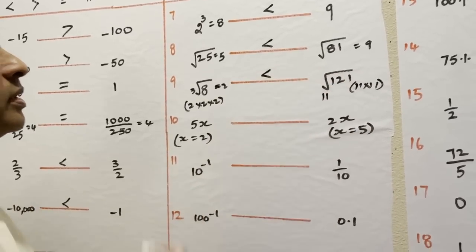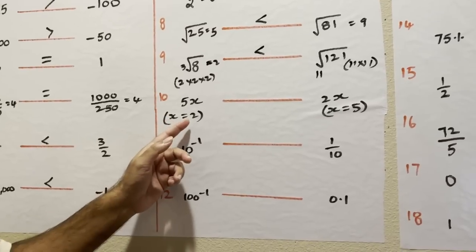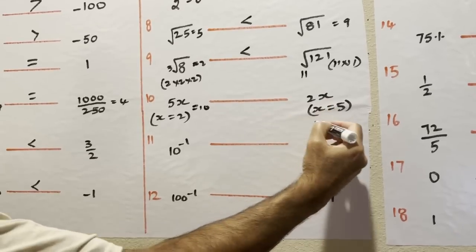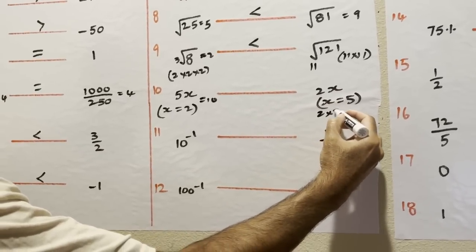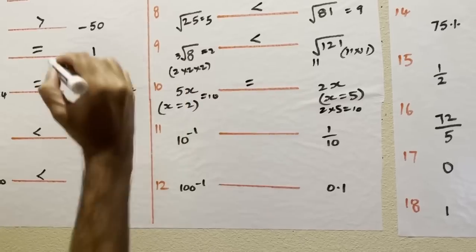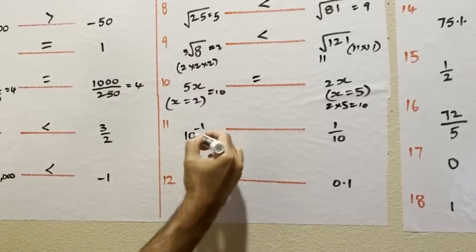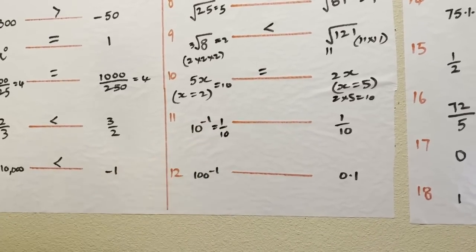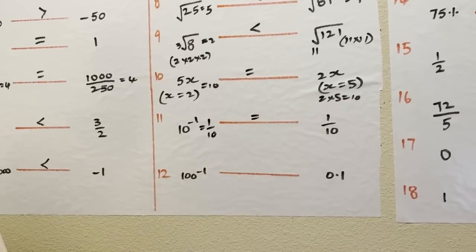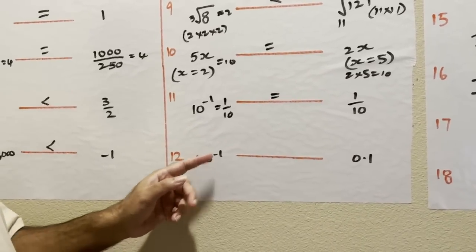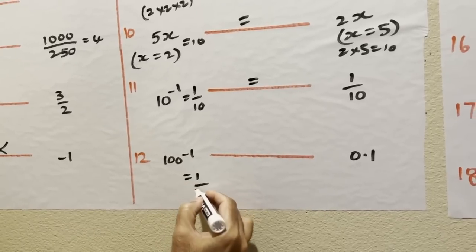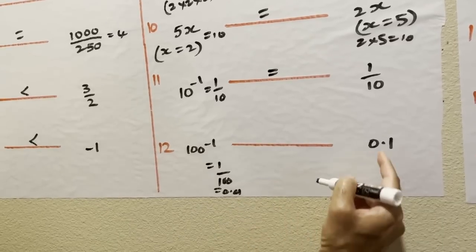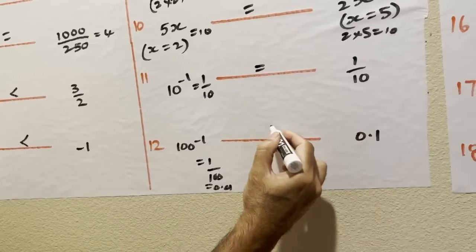So this is 5 times x, x equal to 2, equal to 10. Here 2 times x, x equal to 5, which is also 10. So the relationship is equal. 10 power minus 1 is 1 divided by 10. Here it's 1 by 10, equal. Last one, 12th, is 100 to the power minus 1, equal to 1 by 100, which is 0.01. Here it's 0.1. So 0.1 is greater.